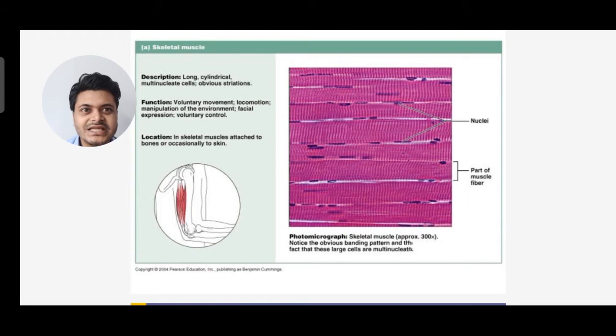Now moving to skeletal muscle, let's see its description. So they are long, cylindrical, multinucleated cells. Alright, and their function is they have a voluntary movement. They are voluntary muscles: locomotion, manipulation of the environment, facial expression and voluntary control. Alright, so the movement of these muscles is according to our will, that's why they are voluntary muscles, and the location is skeletal muscle attached to the bones or occasionally to the skin. So you can see the parts of muscle fiber given in the diagram and the nuclei.